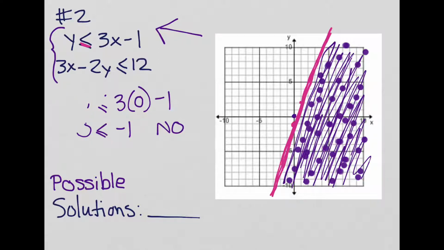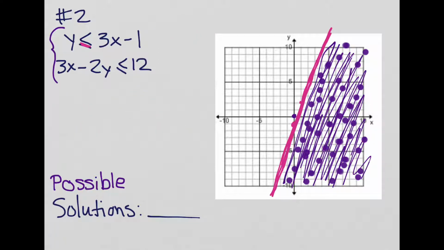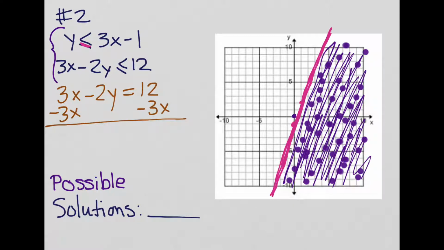Now let's look at the second inequality that we had to graph. It says 3x minus 2y is less than or equal to 12. Well, I got some bad news for you, kids. You can't graph that the way it is. Even if we pretend that that was an equal sign, that's not in slope-intercept form. So you have to actually subtract 3x from both sides. Oh, it's one of those dang literal equations where you just have to get y by itself. You have to do some work first.